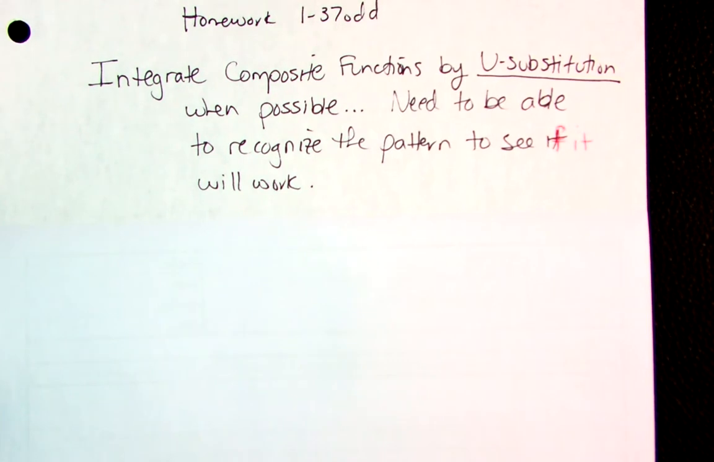So this is what we do when we are going to integrate composite functions. We're going to use substitution when possible. You need to be able to recognize the pattern to see if it will work. So this isn't straightforward. You have to kind of see what you need to choose to try to substitute in order to even integrate. If I can't use substitution, then I might not be able to integrate this at all. Then I'm in a world of hurt.